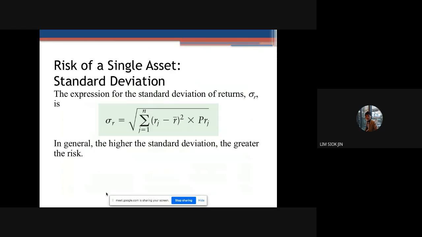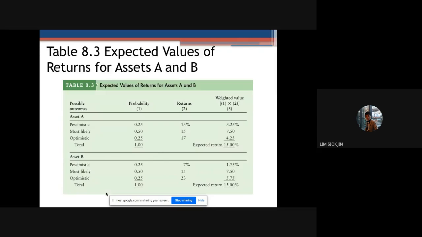But again, once we talk about return, we also have to consider the risk. So what is the risk? You see the return is the same, right? So now we want to talk about risk. What is risk? Risk is the probability that your actual return is far away from your expected return.